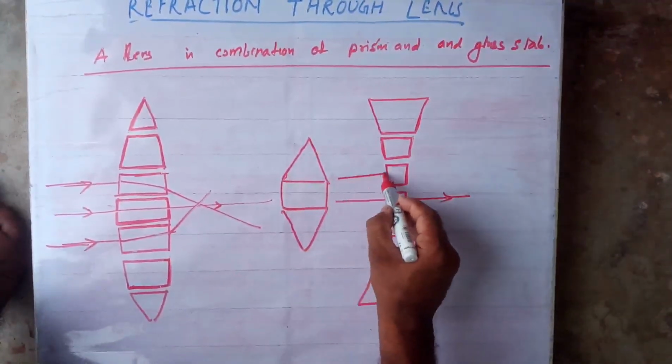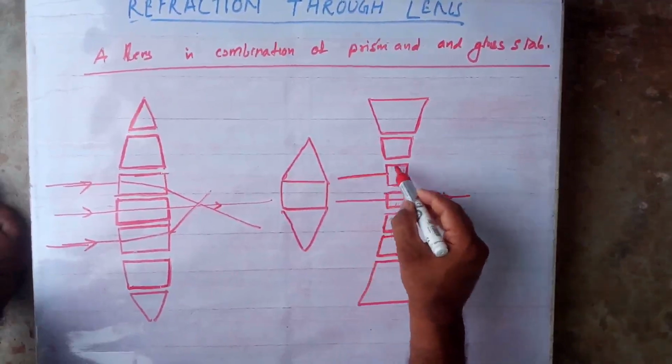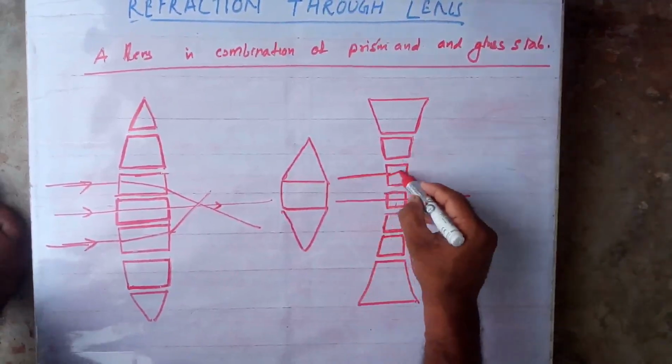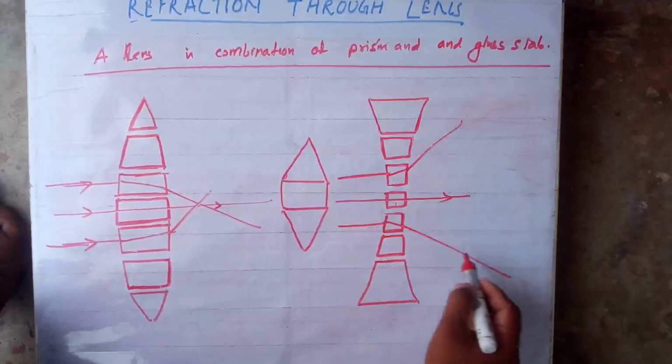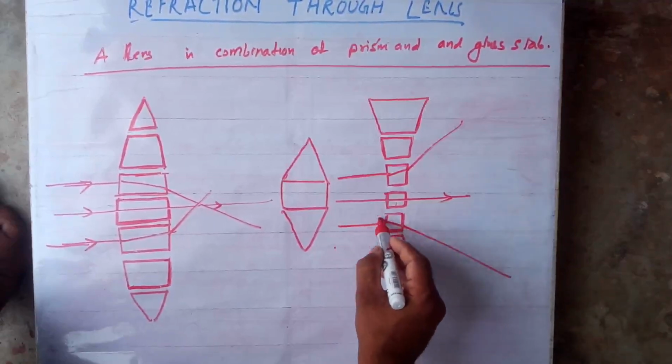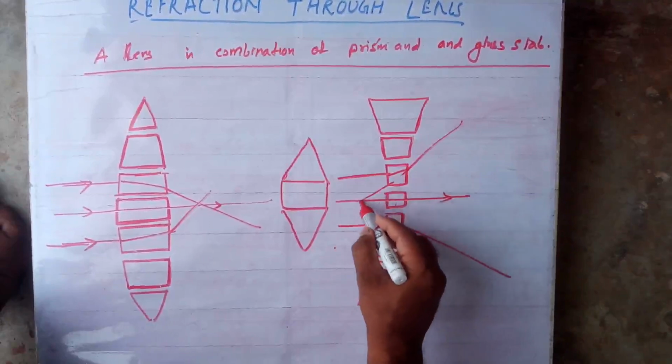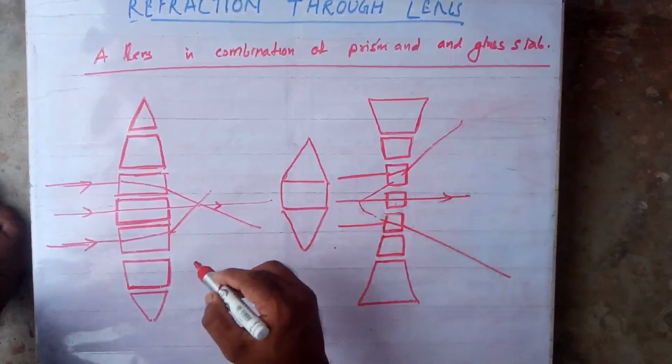Now suppose a ray is incident on it. What will happen? Towards the base is outward, so it bends. Here also, the same, it bends. Like that. If you draw backward, they will meet at a point. Clear?